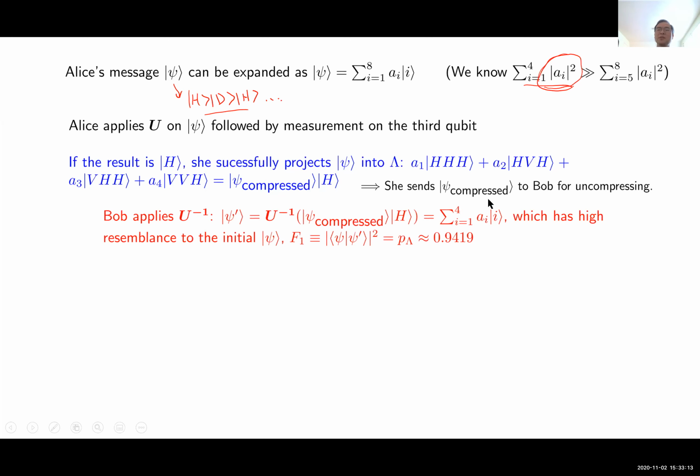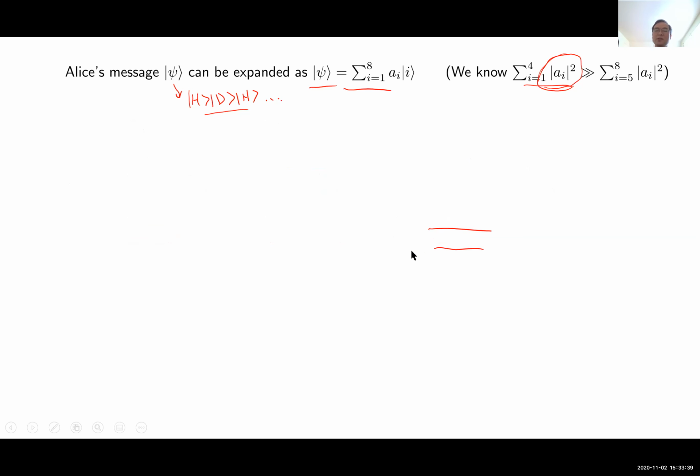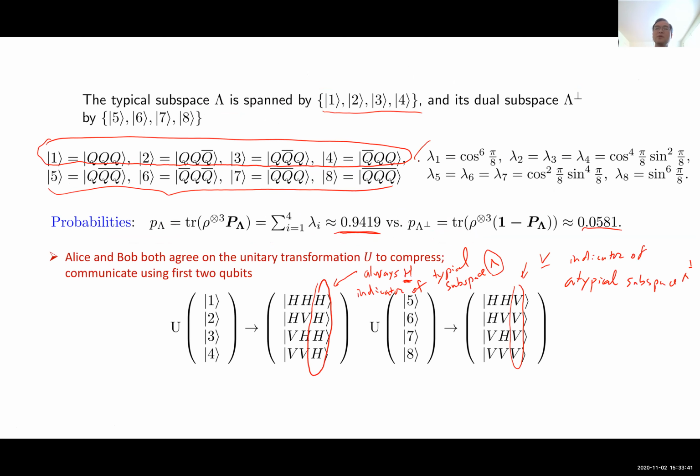Bob would obtain this message. Although it's not necessarily the same as before, it has a really large overlap, or fidelity, with the intended message psi. The fidelity is really just determined by the sum of these 4 eigenvalues, which we already computed here. That's the complement of the other number.